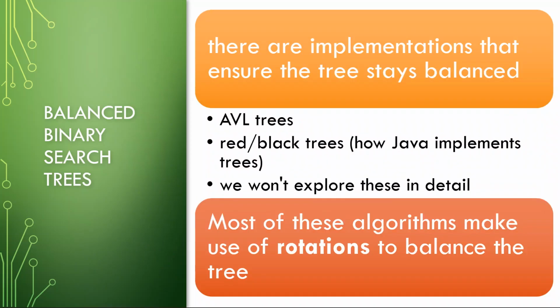So there are implementations that ensure that a tree stays balanced, so things like AVL trees or red-black trees, but we're not going to be covering these in detail at all right now. I just want you to know that they actually exist.